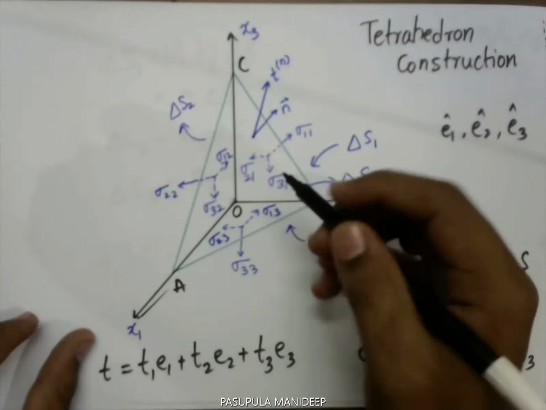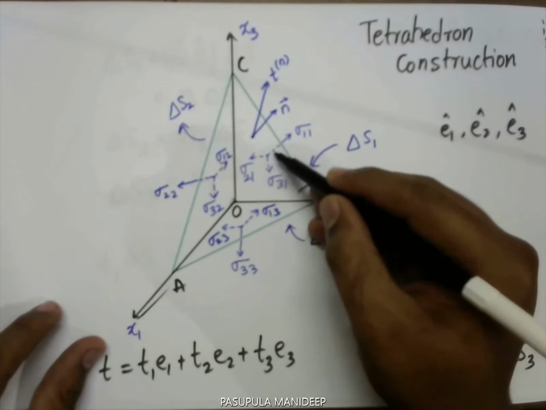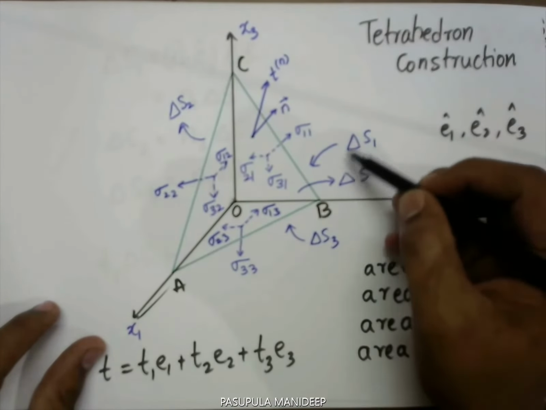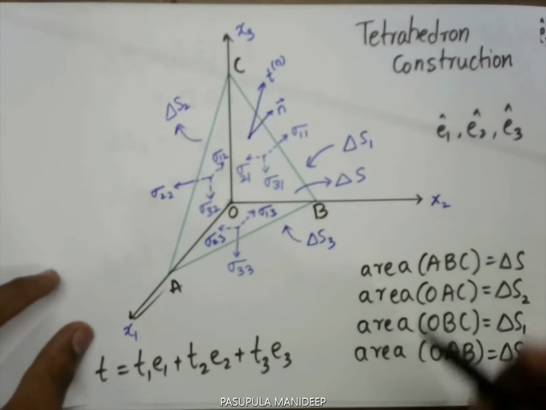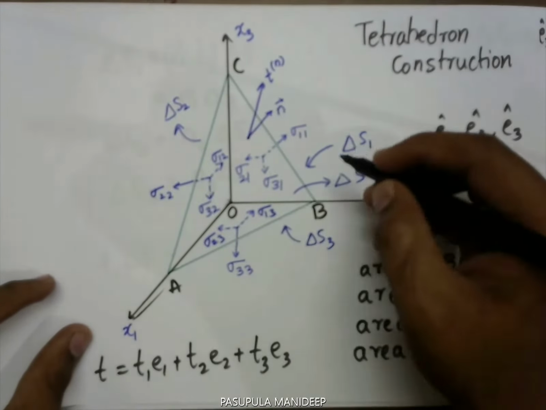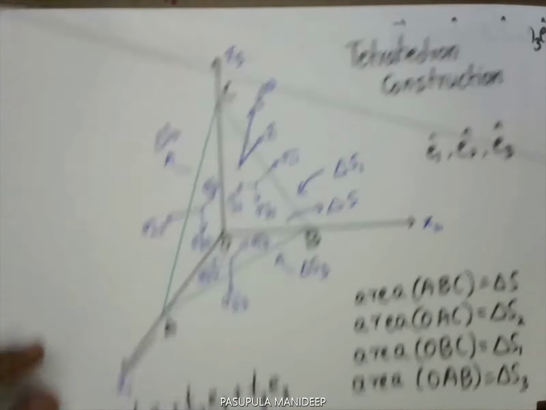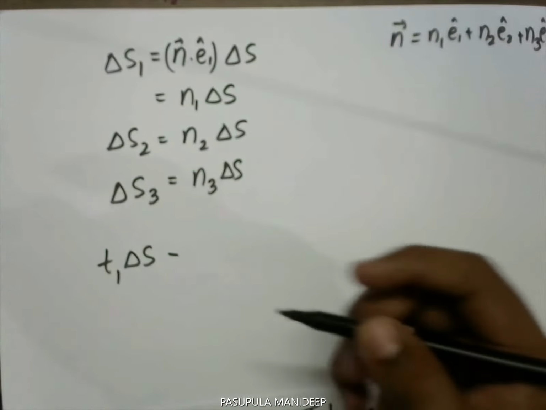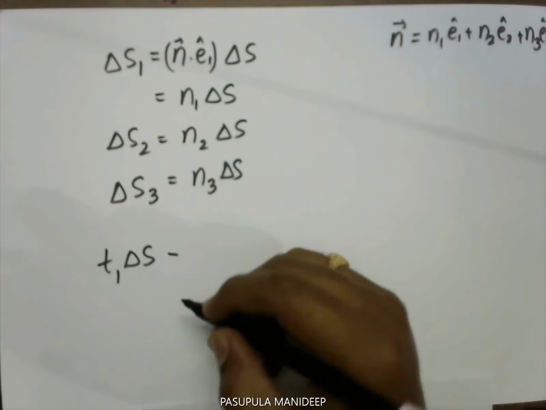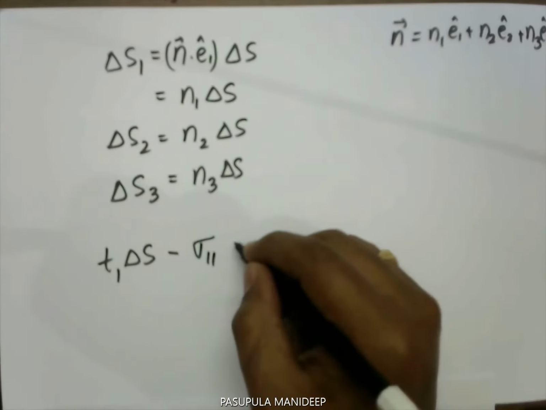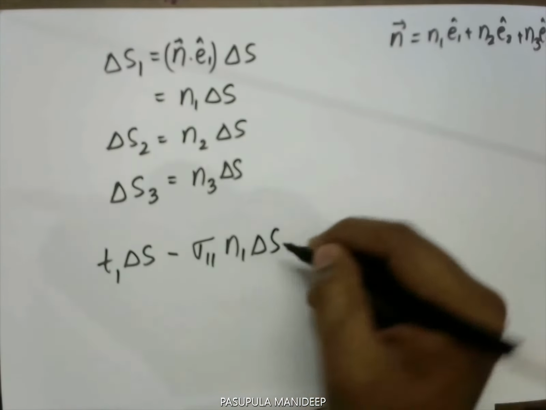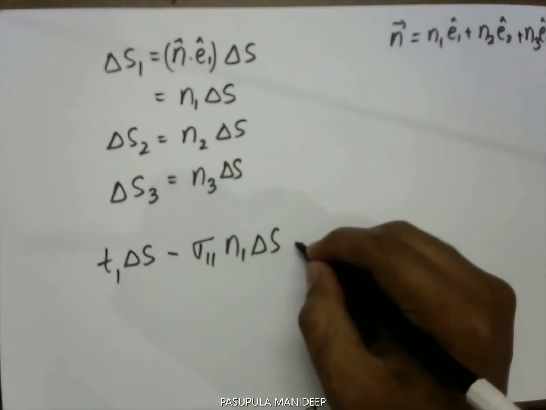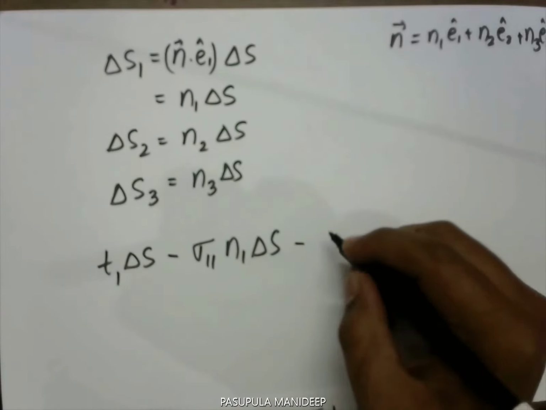You can also see that there is a stress acting in the other direction, sigma 11, which is acting on the area element delta S1, right? So in the vector form we can write it, since we already resolved delta S1 as N1 delta S, as sigma 11 into N1 delta S. And the rest of the components also follow in the same way.